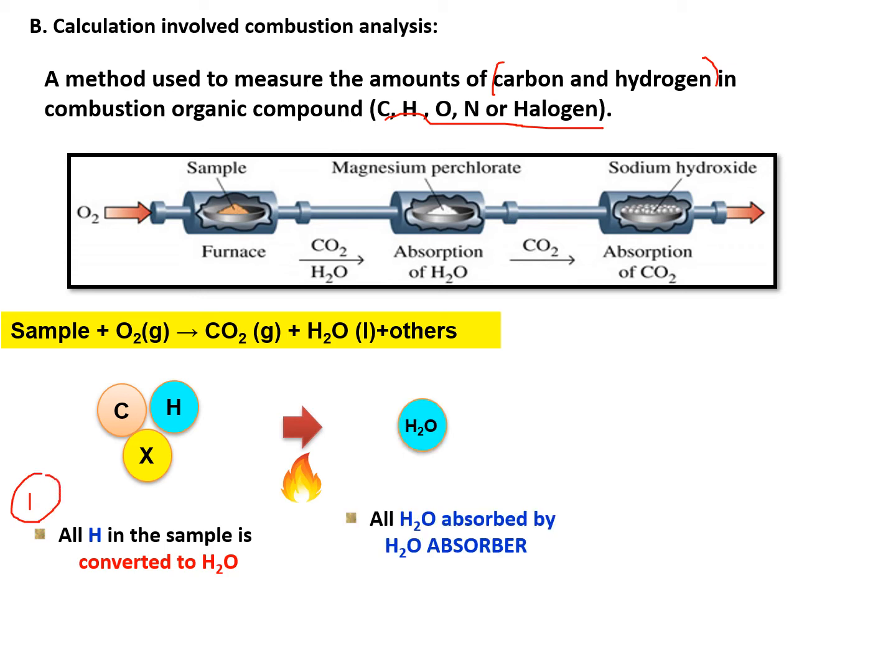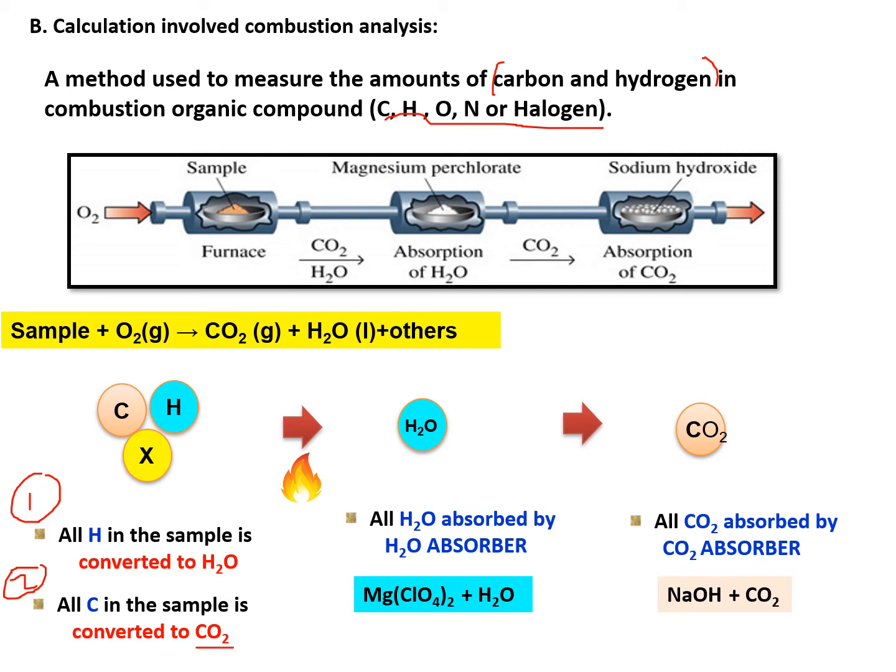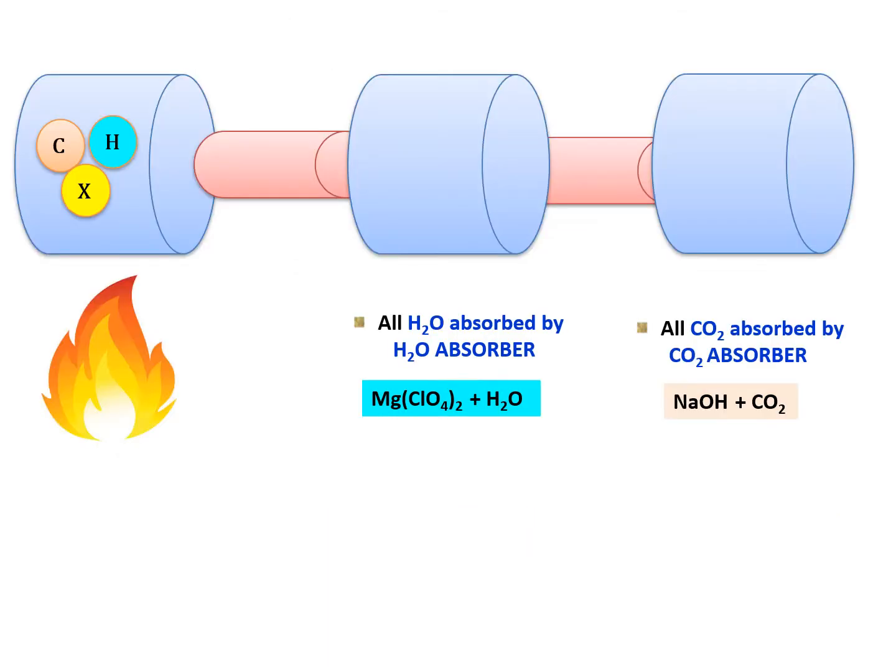The first one is all hydrogen in the sample is converted to H2O. Then the H2O is absorbed by the H2O absorber. Second, the gas CO2 is released, where all carbon in the sample is converted to CO2. So CO2 is released and the CO2 is absorbed by the CO2 absorber, for example, NaOH.